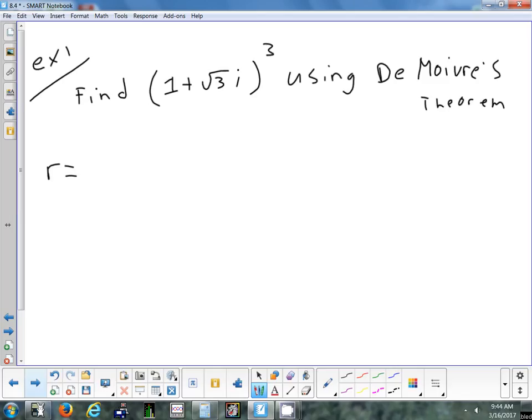So 1 squared is 1, square root of 3 squared is 3. 1 plus 3 is 4. And then take the square root. That's the kind of stuff we went through yesterday. So your radius is 2. And my angle, I might need a calculator. How would I get that?